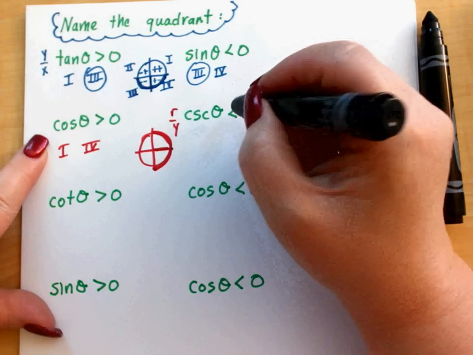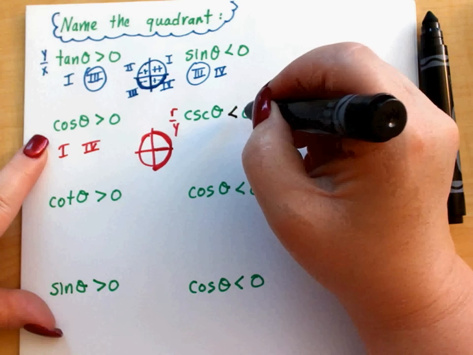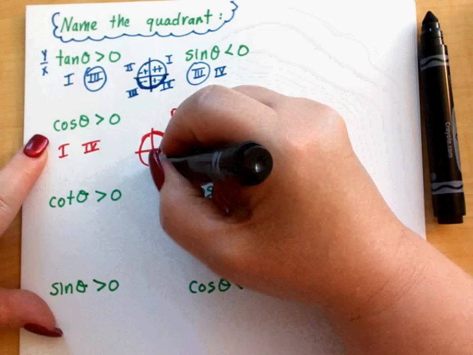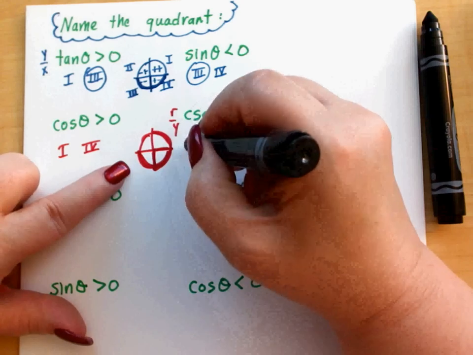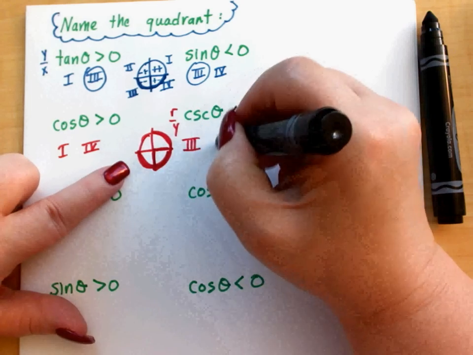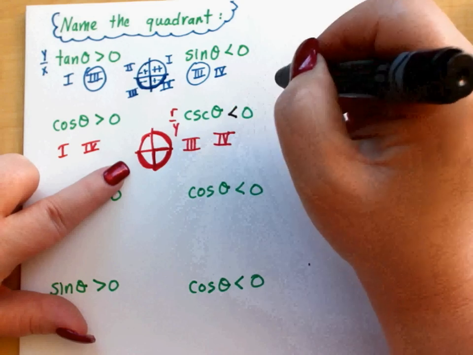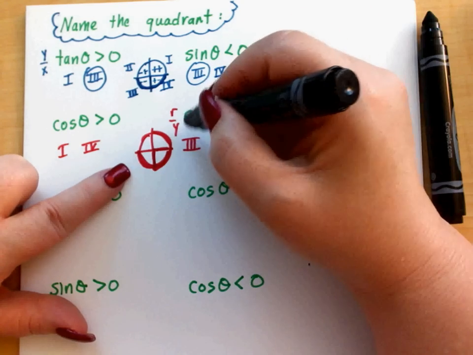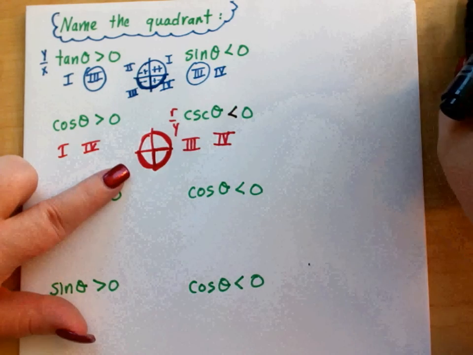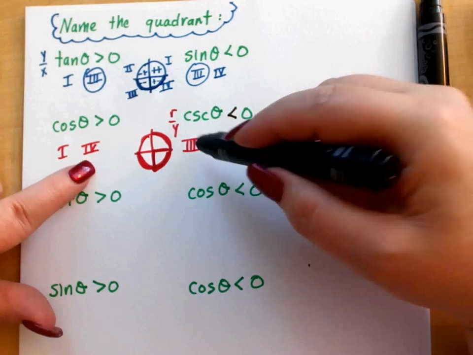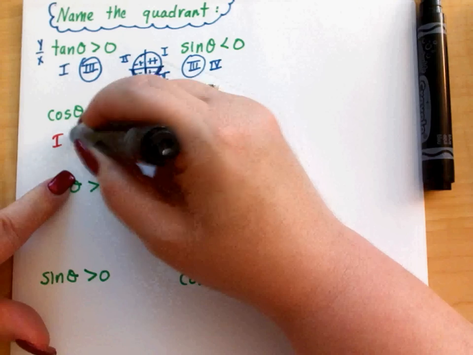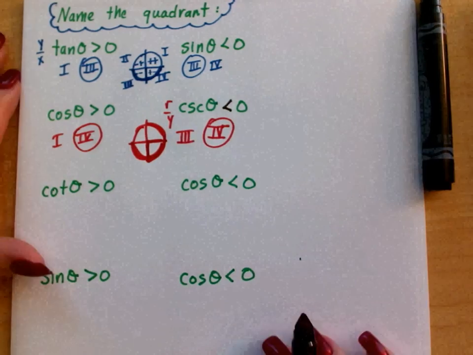negative, less than 0 everywhere y is negative. So that would be in the lower hemisphere of the circle, which would be quadrants 3 and 4, because those are the quadrants where the y value is negative. It doesn't really matter if it's r over y or y over r, the sign part stays the same. So then you look to see, we have quadrant 1 and 4, quadrant 3 and 4, so the overlap is quadrant 4, so that would be our answer.